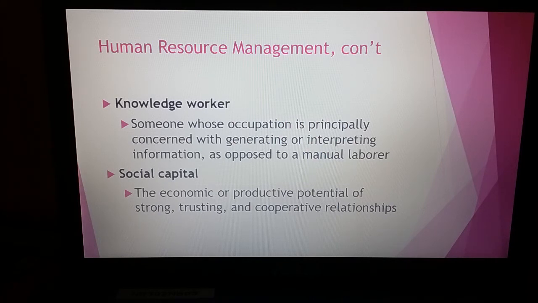Social capital can help you land a job. So it's the potential of the relationships. So it's the idea of being able to find high quality workers. What's the social capital in terms of being able to try to find high quality workers, that kind of thing.